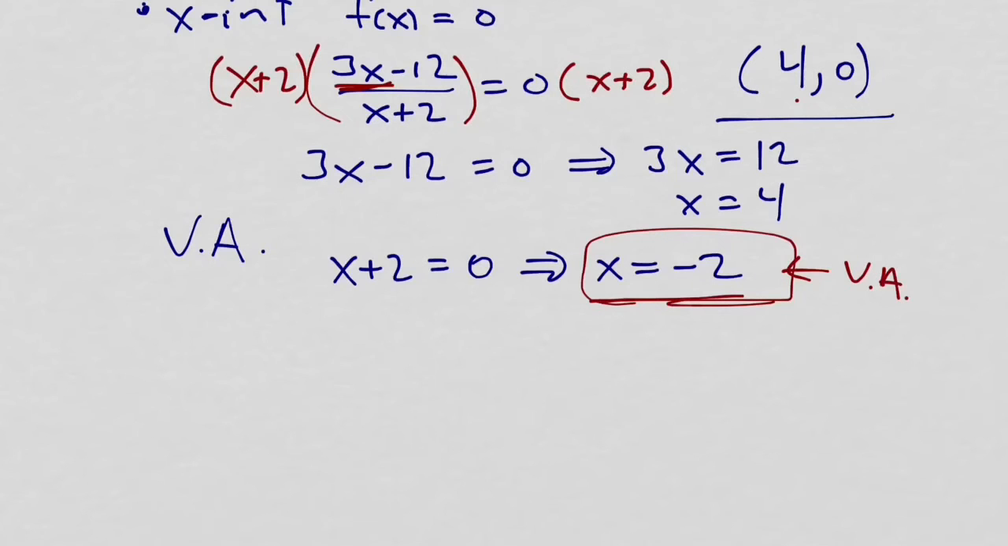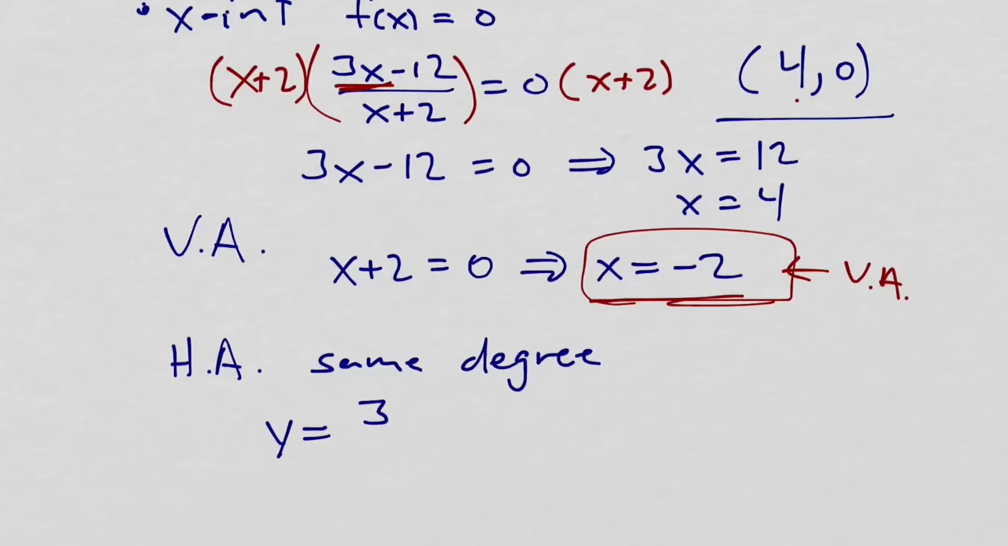For horizontal asymptotes, we should consider the degree of the numerator and the denominator. That's the easiest way to think about this. Because they have the same degree, then the ratio of the lead coefficients is going to be the horizontal asymptote. So 3 over 1, taking the coefficient of 3x, and the coefficient of just the x term in the denominator. So there's a horizontal asymptote of y equals 3.